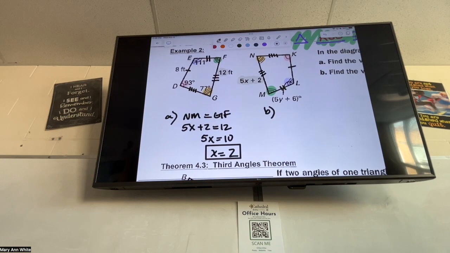Is everybody okay with that so far? Yeah. Okay. Now we're going to do Y. We're going to find Y out. Which angle has Y in it? 5Y plus 6, and that's angle L.